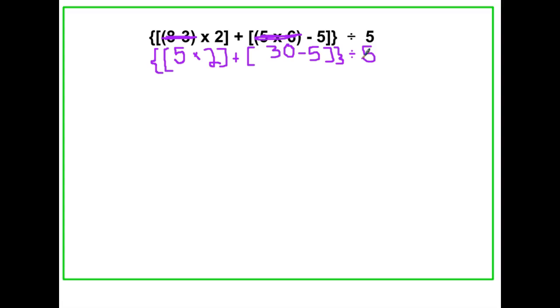Next step in our grouping expressions, we move on to the brackets. The brackets are the ones that are squared off; they look like half of a rectangle almost. I'm going to switch colors here real quick. Okay, so next we have our brackets. I see right here I have something in my brackets, 5 times 2. I'm going to find the value of that expression, which would be 10.